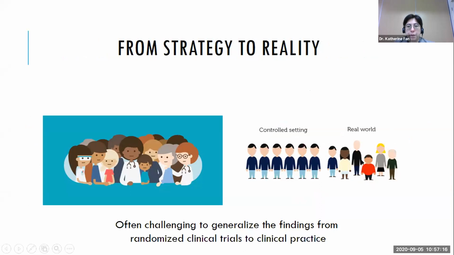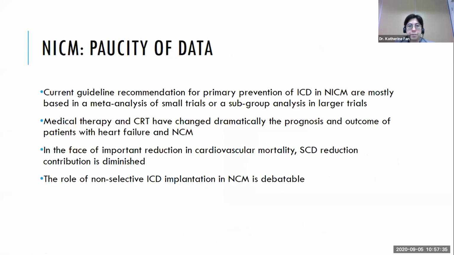And we all know that patients in the elderly group, and patients with other comorbidities such as chronic renal disease, are mostly not included in the controlled settings of the clinical trials previously used to establish our clinical guidelines. For example, in non-ischemic cardiomyopathy, there's a paucity of data. The current guideline recommendations for primary prevention in non-ischemic cardiomyopathy are mostly based on meta-analyses of small trials or subgroup analyses in larger trials, such as the SCD-HeFT.